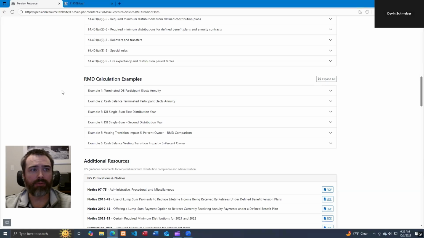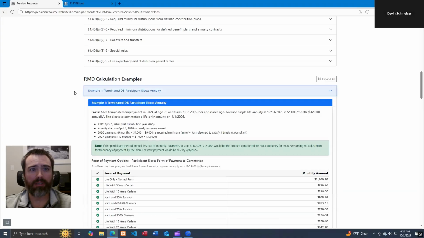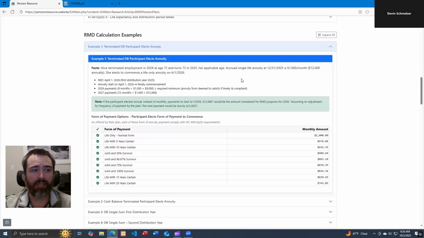Time for some examples to put what we've learned into practice. We will start with a baseline example, then build from there. Example 1 is a traditional DB plan with a terminated participant who turns 73. Their applicable age is reached in 2025 for the required distribution. As such, Alice's required distribution is to start April 1st, 2026. Her normal form accrued benefit is $1,000 as of 12/31/2025.